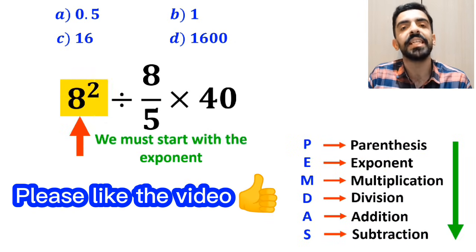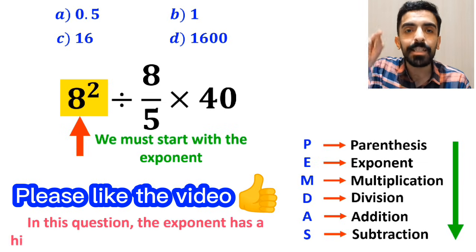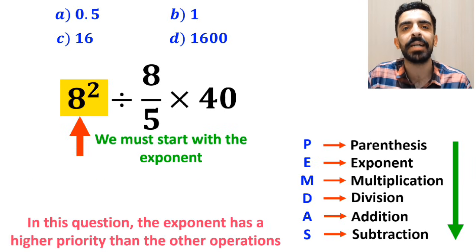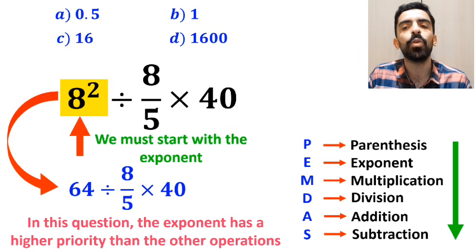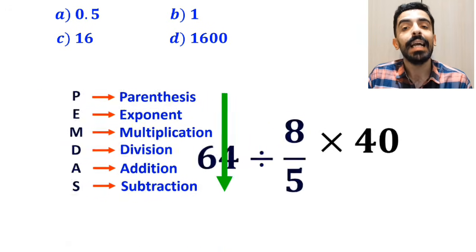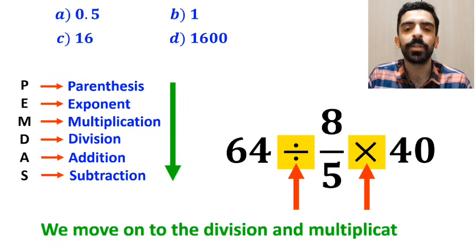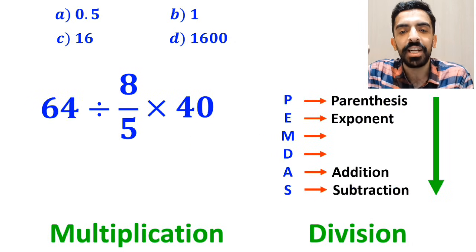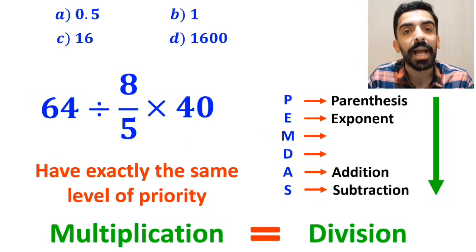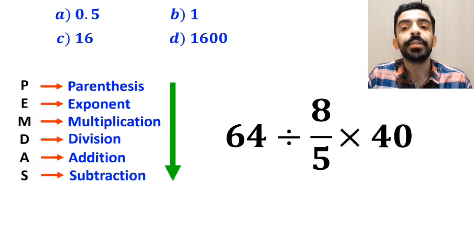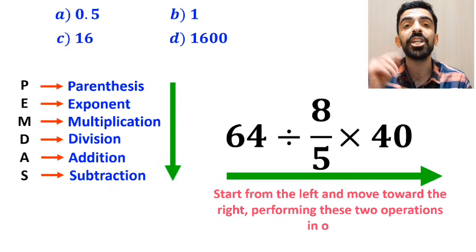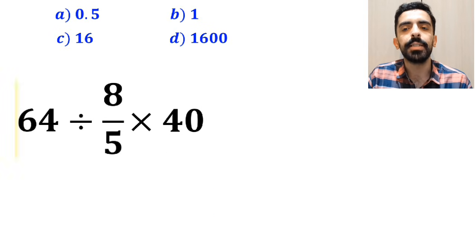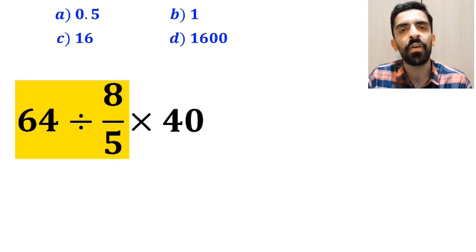Okay, first we must start with the exponent, because in this expression, exponent has a higher priority than the other operations. So, instead of this expression, we can write 64 divided by 8 over 5 multiplied by 40. And the next step, we need to move on to the division and multiplication. However, it's very important to note that multiplication and division have exactly the same level of priority in the PEMDAS rule. In this situation, the best approach is to start from the left and move toward the right, performing these two operations in order. So, we'll start with the expression 64 divided by 8 over 5.